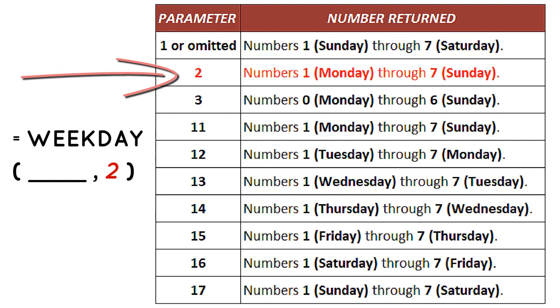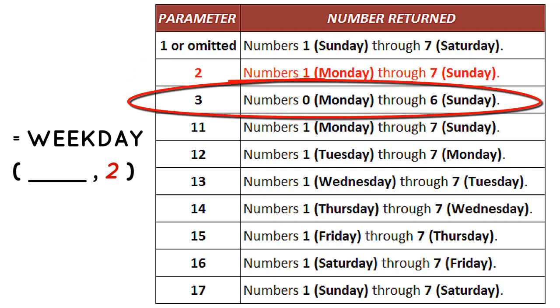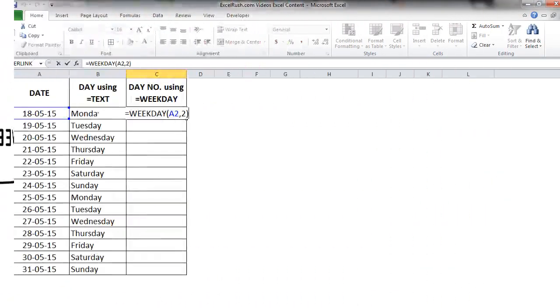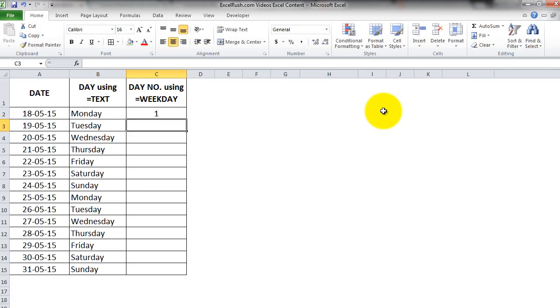So what does comma 2 do? If your date is a Monday, comma 2 will give you the output 1. So 1 for Monday, 2 for Tuesday, 3 for Wednesday, and so on. There are multiple return type options. For 3, you will get Monday as 0, 6 as Sunday, and so on. So now we know what comma 2 means, and we've got Monday as 1. Let's drag this down too.